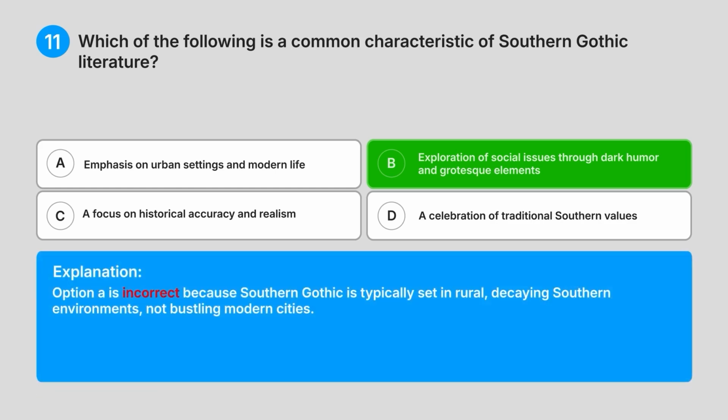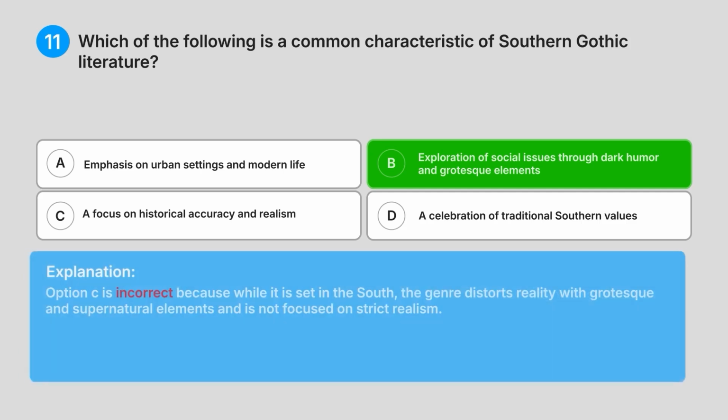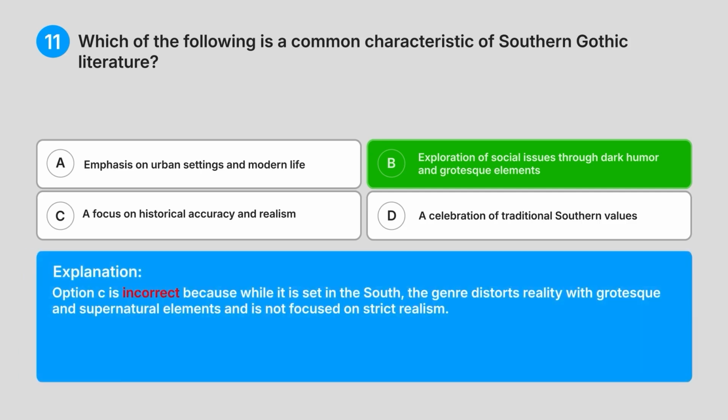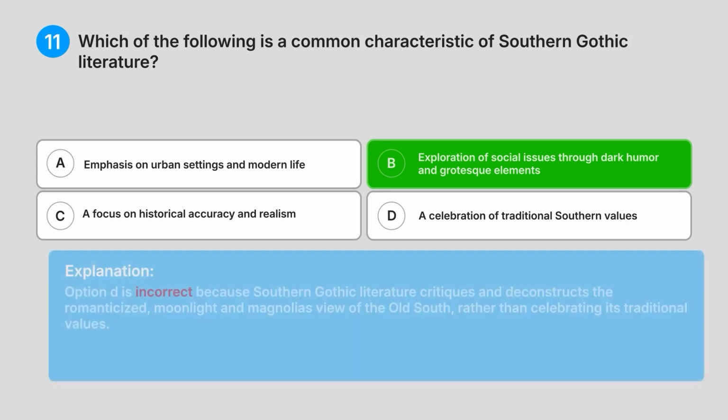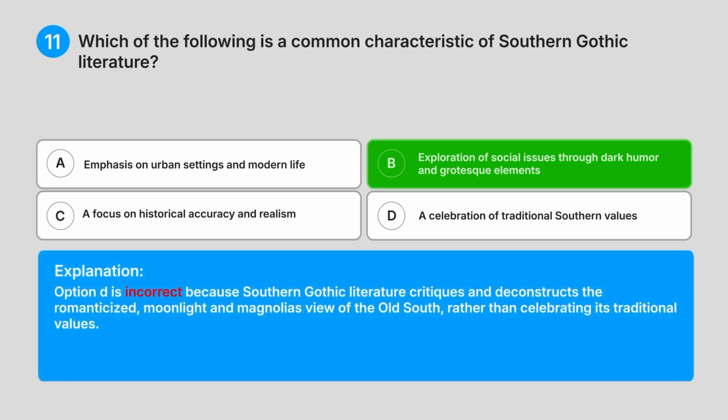Option A is incorrect because Southern Gothic is typically set in rural, decaying Southern environments, not bustling modern cities. Option C is incorrect because while it is set in the South, the genre distorts reality with grotesque and supernatural elements and is not focused on strict realism. Option D is incorrect because Southern Gothic literature critiques and deconstructs the romanticised Moonlight and Magnolias view of the Old South, rather than celebrating its traditional values.